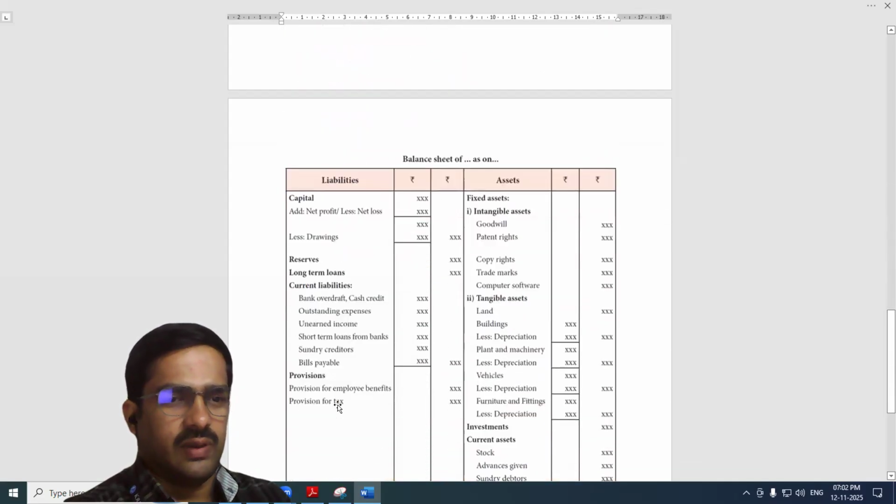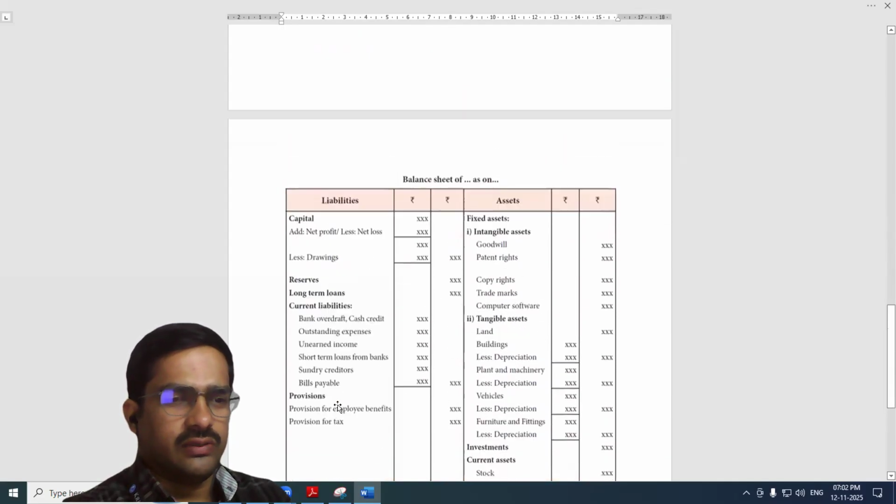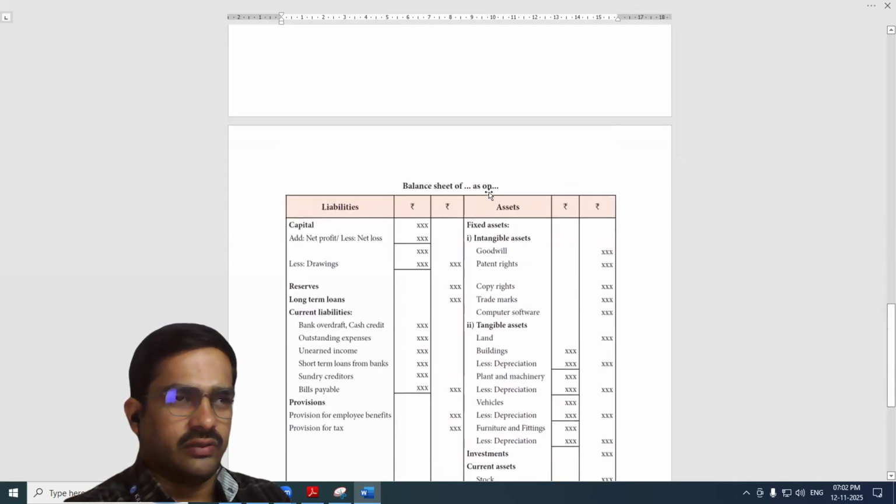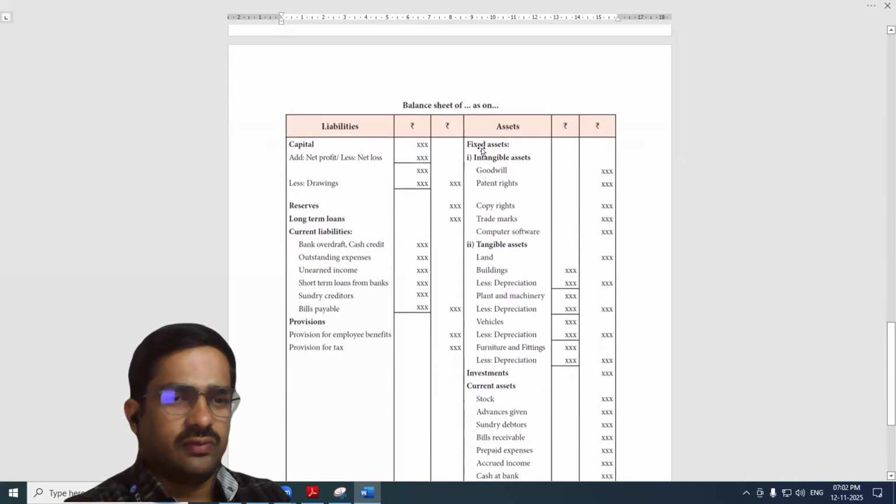The next is the balance sheet. So the balance sheet as on 31st, the end of the academic year, with four columns: liabilities, figures, assets, and figures. All the liabilities we are recording on the liability side, whether it's long term or short term. In the assets side, we are going to write all the fixed assets and current assets, whether it's long term or short term.